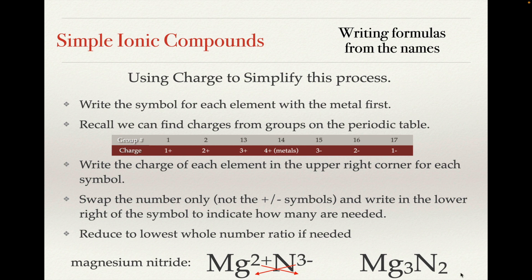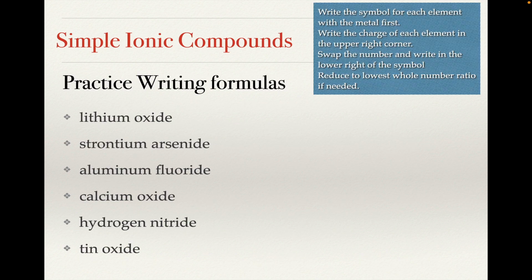So if you have a 2 and a 4, or a 4 and a 4, or a 2 and a 2, you'd reduce it down to its lowest possible ratio. You do not include the charges with them, just the number as you do that. So here's the practice now for these.